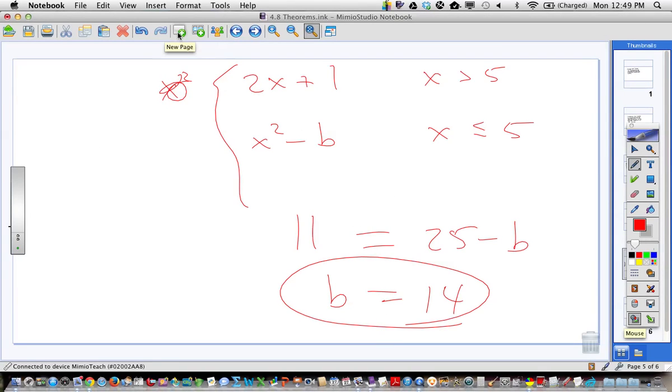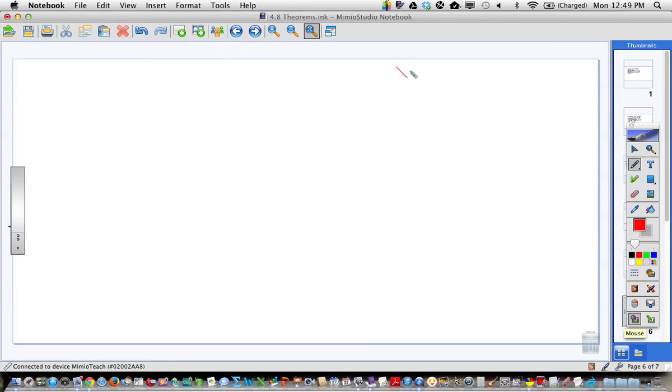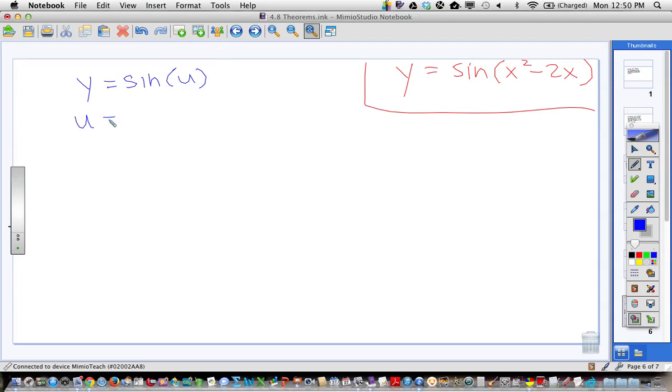Here's how I could have taught you chain rule. I could have said, all right, if we have a function like this, let's not think of that as that. Let's think of that as y equals sine u, and let's think of u as x squared minus 2x. And we kind of did this when we wrote our derivative rules. Remember when we wrote them as sine u and cosine u and tangent u, and then we tacked on the u prime kind of thing. So it's kind of the same idea.